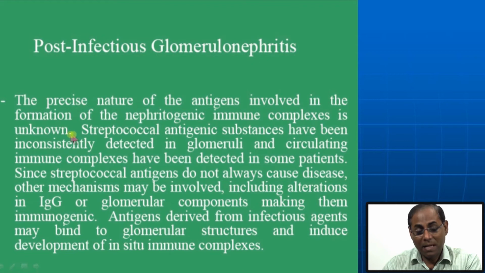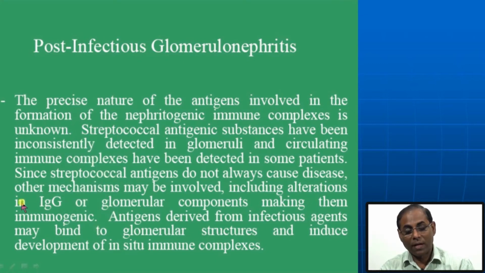There is certain evidence that streptococcal antigenic substances have been detected in the glomeruli and circulating immune complexes have been detected in some patients. Since streptococcal antigens do not always cause disease, other mechanisms may be involved, including alteration of the immunoglobulin IgG or glomerular component, making them more immunogenic. So, it has a complex structural alteration. Antigen derived from the infectious agent may bind to the glomerular structure, become a planted antigen in the glomerulus, and give rise to in situ immune complex formation, which I have already discussed.